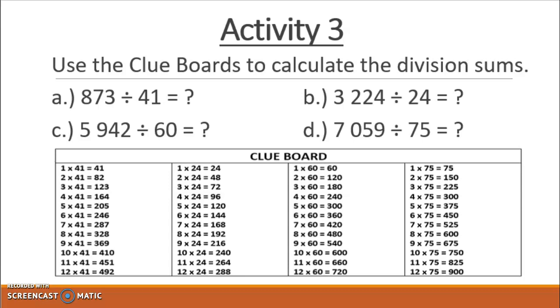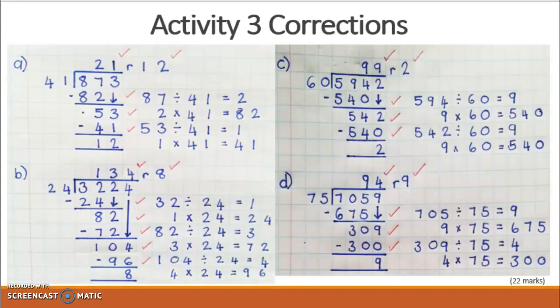Please complete activity 3. Use the clue board to calculate the division sums. Press pause and press play when you are ready to mark. Activity 3 corrections are as follows. Please use the red mark as a guide. There are 22 ticks. Correct your work. Press play when you're ready to carry on.